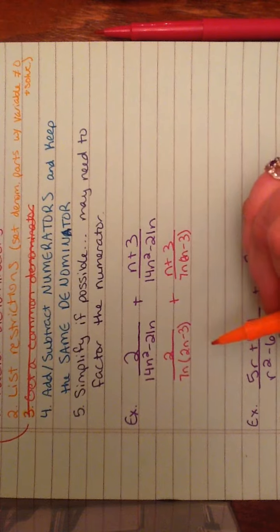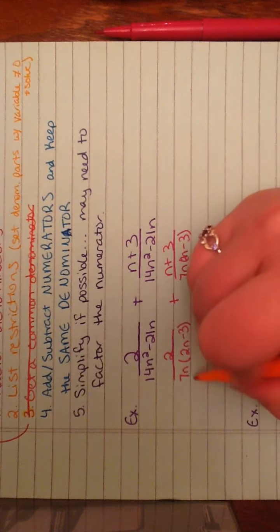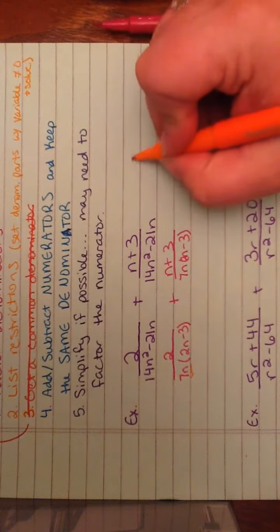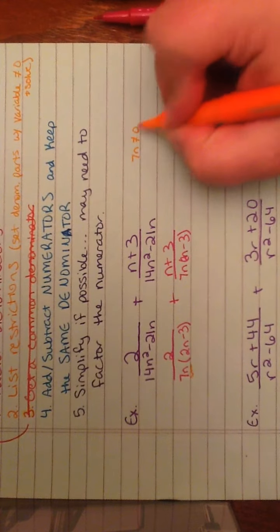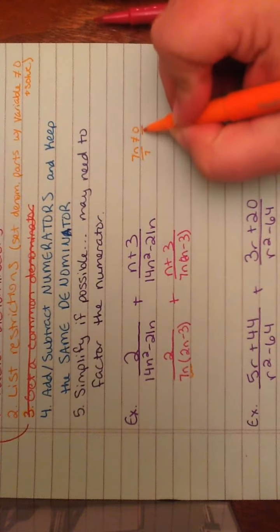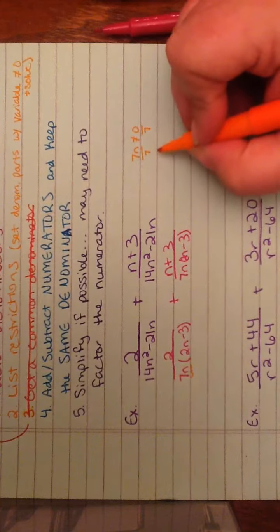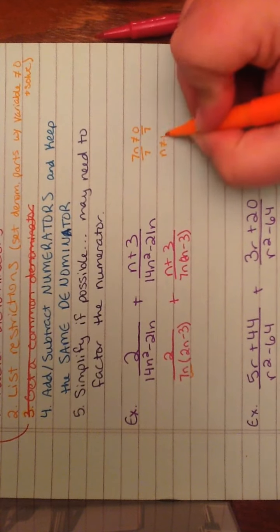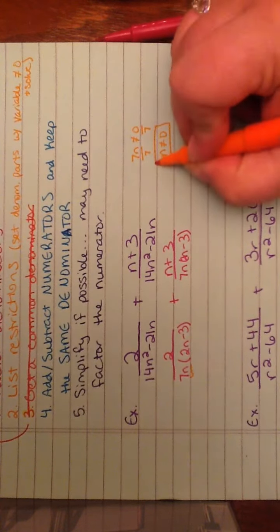So any pieces with a variable. So 7n has a variable. So I'll go over here. 7n cannot equal 0. And we need to solve this. So we get the n by itself. To do that, we divide both sides by 7. So n cannot equal 0. That's one of our restrictions.